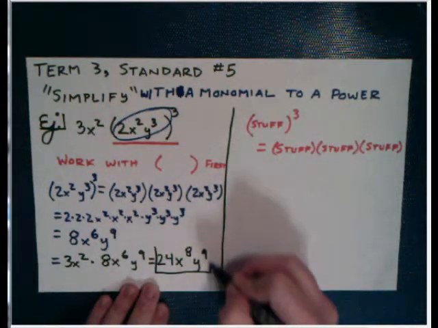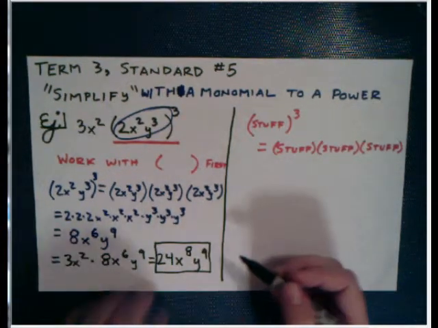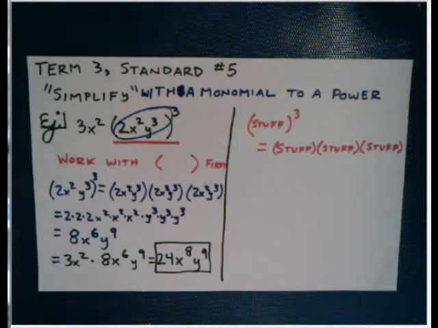Our final answer, assuming I haven't made any mistake because it's kind of late, will be 24x to the 8th y to the 9th power. And there we go, we've simplified an expression with a monomial taken to a power.